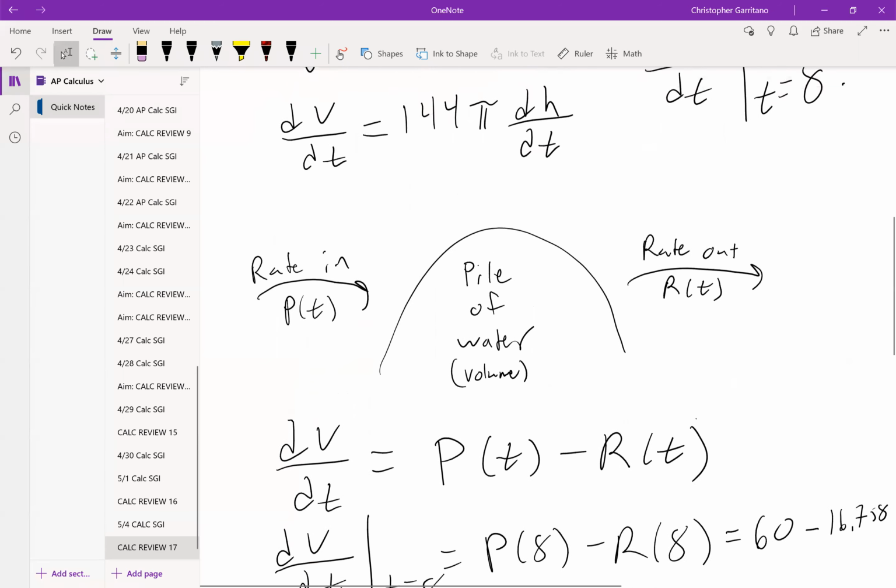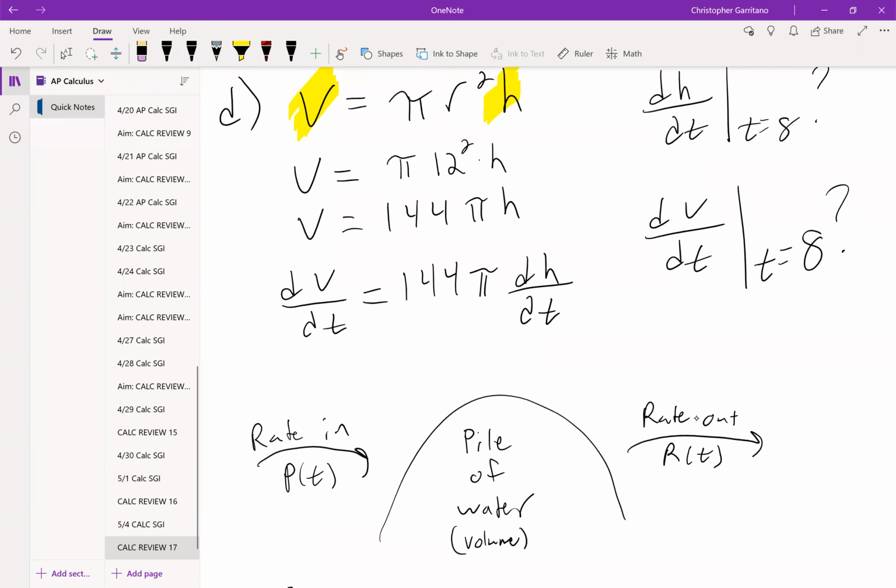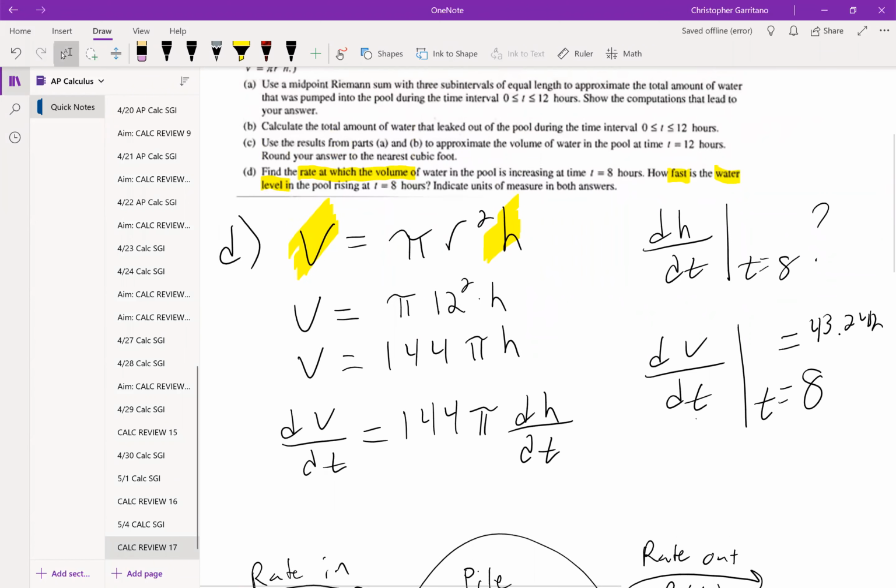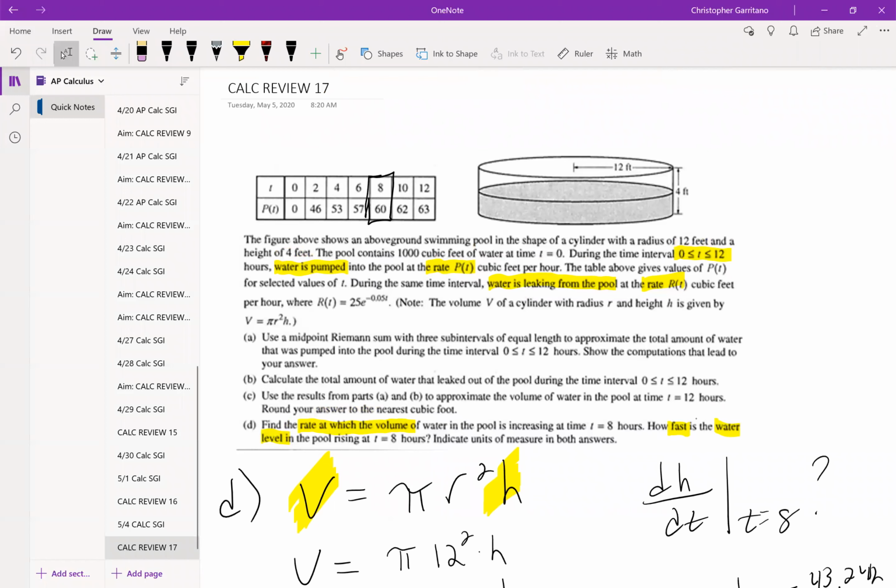So anyway, going back up here, dV dt will equal 43.242. Let's make sure we get the correct units. We're talking about feet cubed per hour.